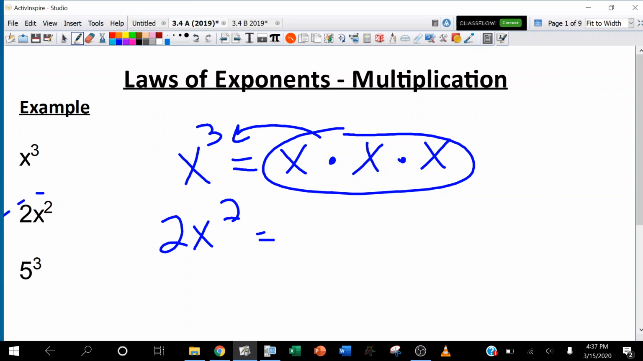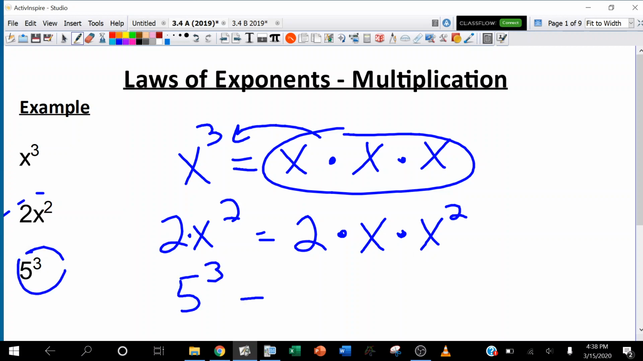So for this second part here, 2x squared, remember that there's a multiplication sign in between the 2 and the x. So 2x squared means 2 times x squared, which would be x times x. And this last part here, 5 cubed, or 5 to the third power, is simply 5 times 5 times 5. Anytime we're not talking about variables, we're simply talking about numbers, I can get an answer to this. 5 times 5 times 5 is 125.